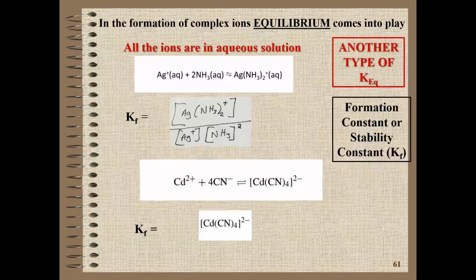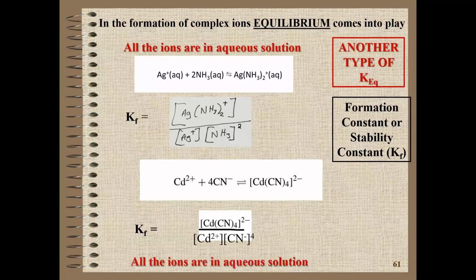Okay, now here's why we even talk about complex ions in this chapter. Because when you form complex ions, it involves equilibrium. So we have another equilibrium constant, K sub F. It's either the formation constant or stability constant, but it's how these are formed. Like in this case, you've got 4 ligands attached to this guy and you form the complex ion, but it's at an equilibrium. And all the ions are aqueous, so they're all going to show up in the equilibrium. So this is just another equilibrium constant.